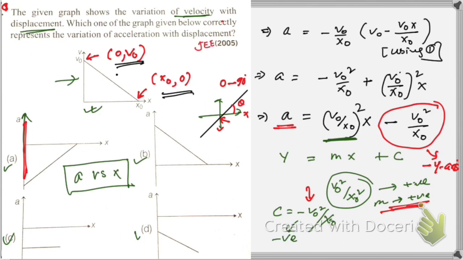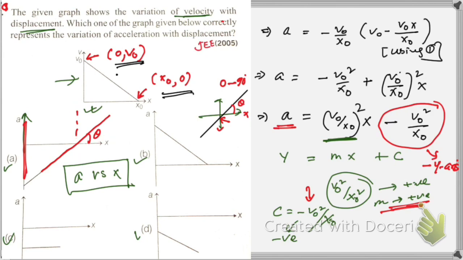So which graph will be correct? Here you can see the slope of this line is positive, because it makes an angle theta, which, from this figure you can see clearly, is between 0 and 90, right?